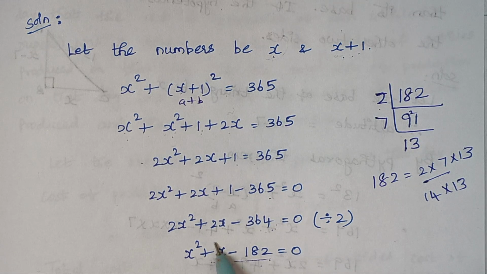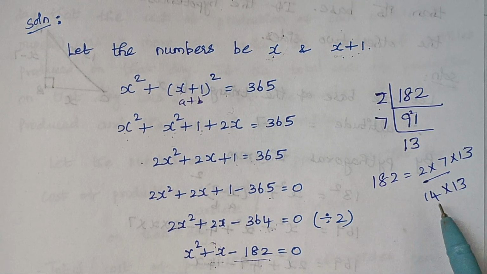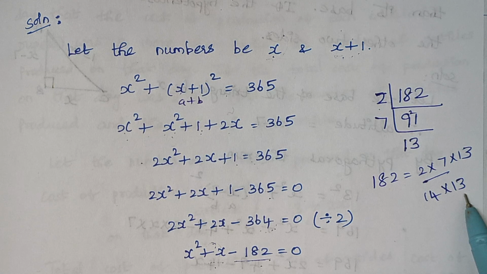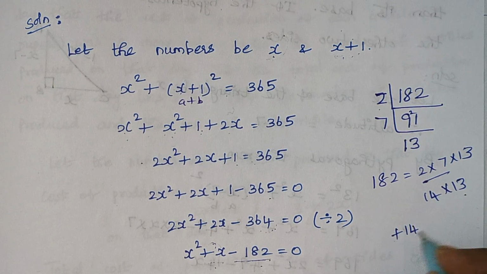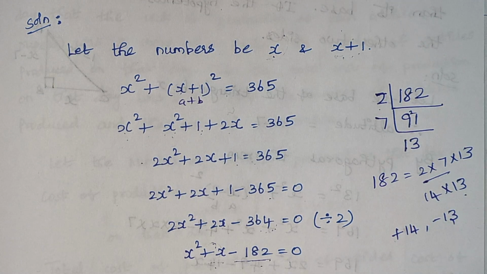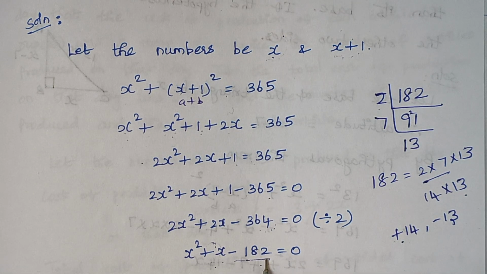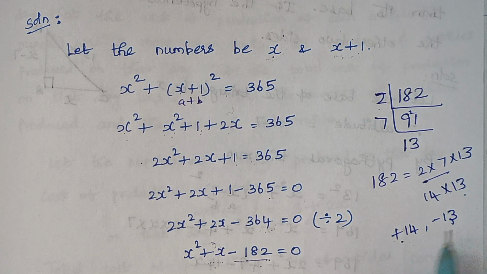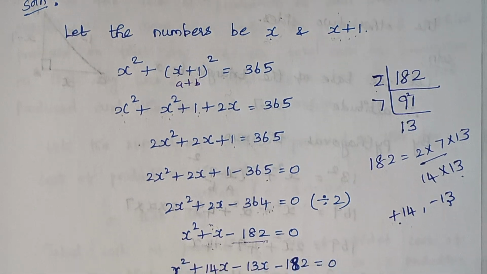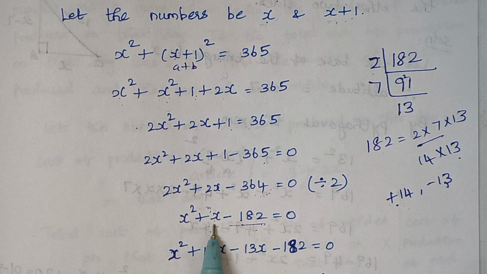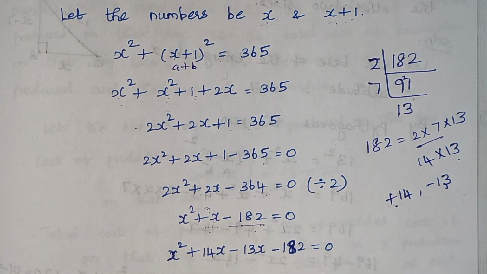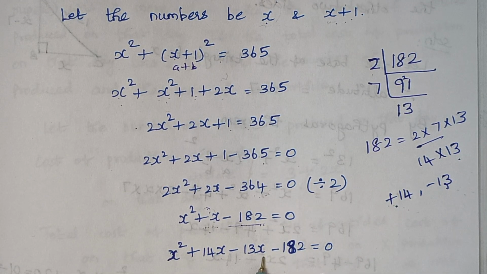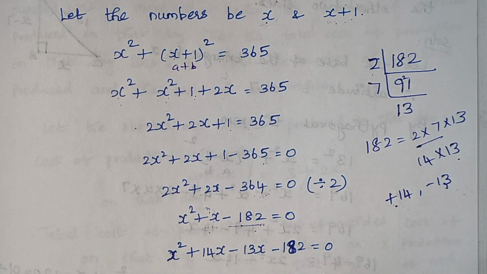So here you need plus 1. When you subtract these two numbers, you should get plus 1. So obviously here you should select plus 14 and minus 13. Again, when you multiply these two numbers, you should get minus 182. So plus 14 into minus 13 gives you minus 182. Now we are going to solve this equation by the normal method. So in the place of x, I am replacing it by these two numbers: plus 14x minus 13x, and the first and last terms remain as such.